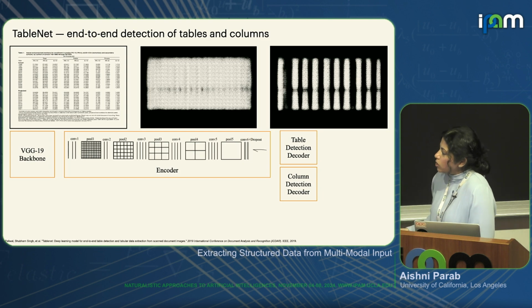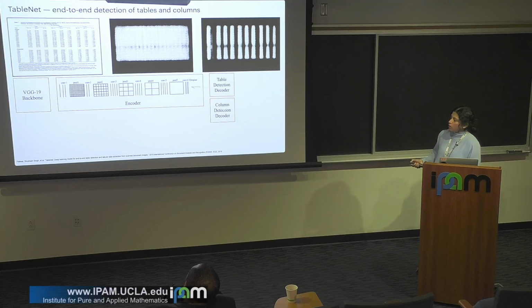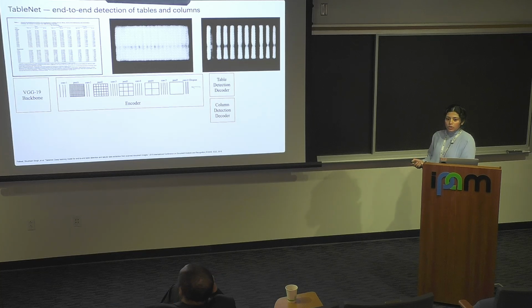So here they have a VGG19 backbone and an encoder, and then two separate decoders, one for table detection and one for column detection. And another fundamental difference in this work is that instead of operating over bounding boxes, we're now operating over pixels, which are more robust to noise, right? And this is especially important for tables because tables are not very robust to mistakes, because you could easily swap out two columns with each other.